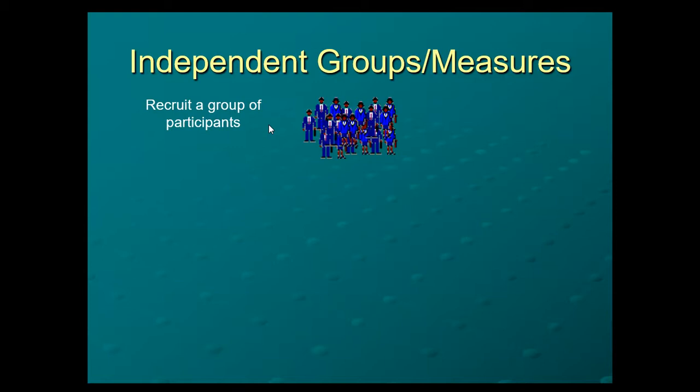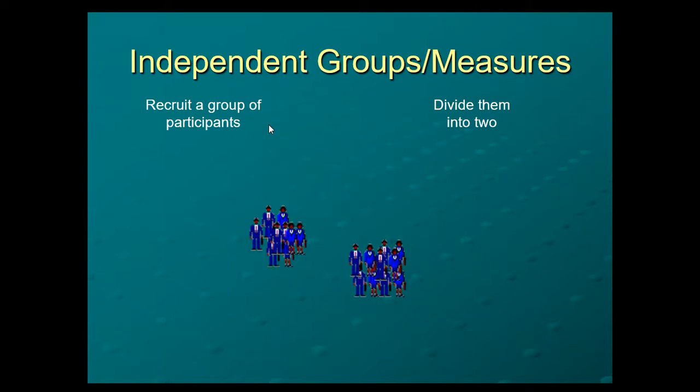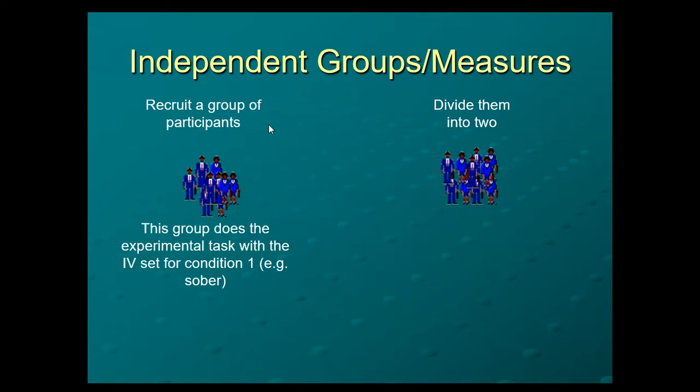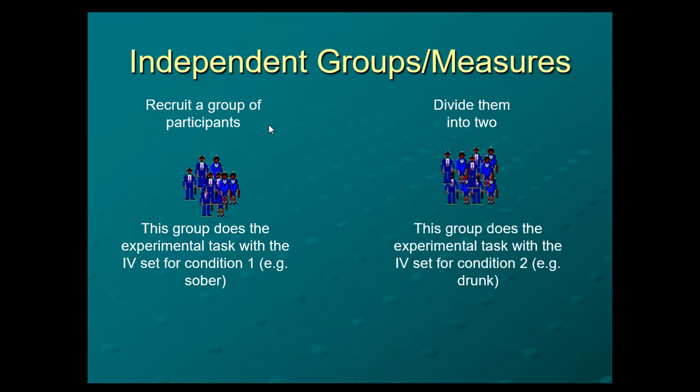So this is where you would recruit a group of participants. You would divide them into two. One group would do the experimental task with the independent variable set for condition 1. So if you think about the memory study where you're looking at state-dependent memory, for example, this group would be the sober group. And the second group would do the experimental condition with the independent variable set for condition 2. So for example, this group would be the drunk group.